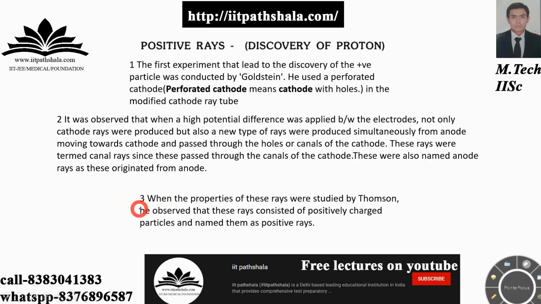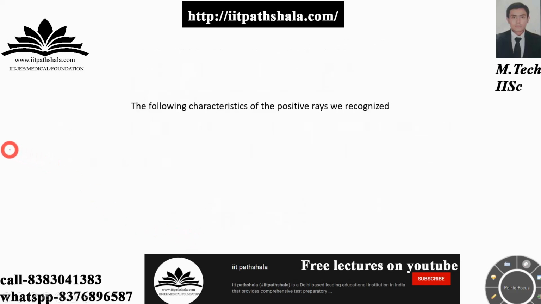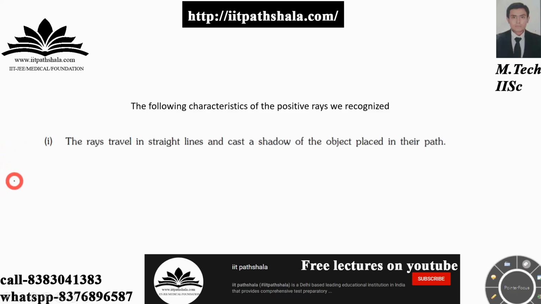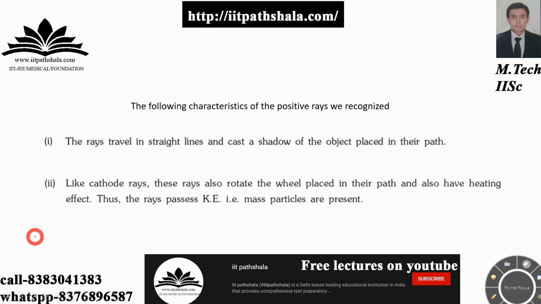Now when the properties of these rays were studied by Thomson, he observed that these rays consisted of positively charged particles, and he named them positive rays, guys. Now these are the following characteristics of positive rays as we have recognized. First one is that the rays travel in a straight line and cast the shadow of an object placed in the path, like our cathode rays, nothing different.